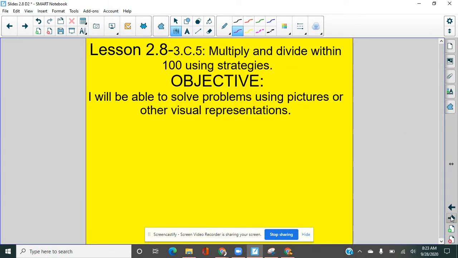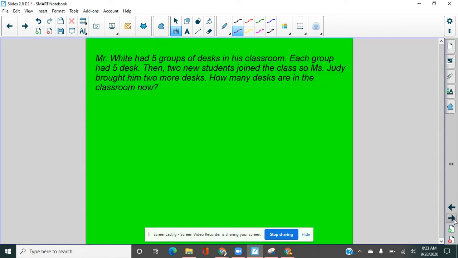Now, let's take a look. Here's our standard. We're using this strategy to multiply and divide within 100. We're also completing some of the problem solving strategies because we are solving problems using pictures, other visual representations, also writing our answer out. Okay, so let's look at this problem and I'll kind of walk you through my thinking here.